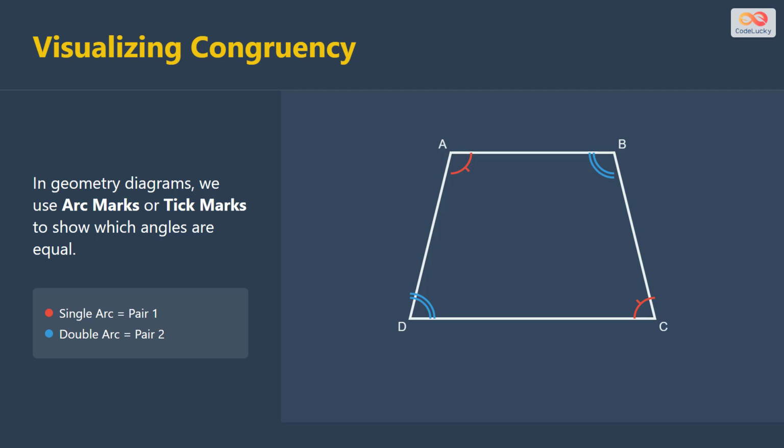When you look at complex geometry problems, you won't always see the numbers written out. Instead, mathematicians use special marks. A single arc drawn on two different angles means those two are equal. If there are multiple pairs of equal angles, we might use double arcs or even add little tick marks through the arcs to match them up.